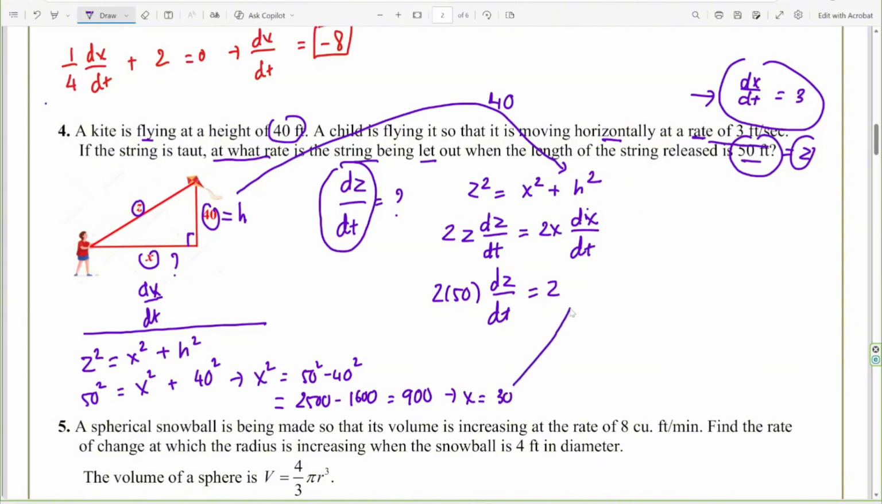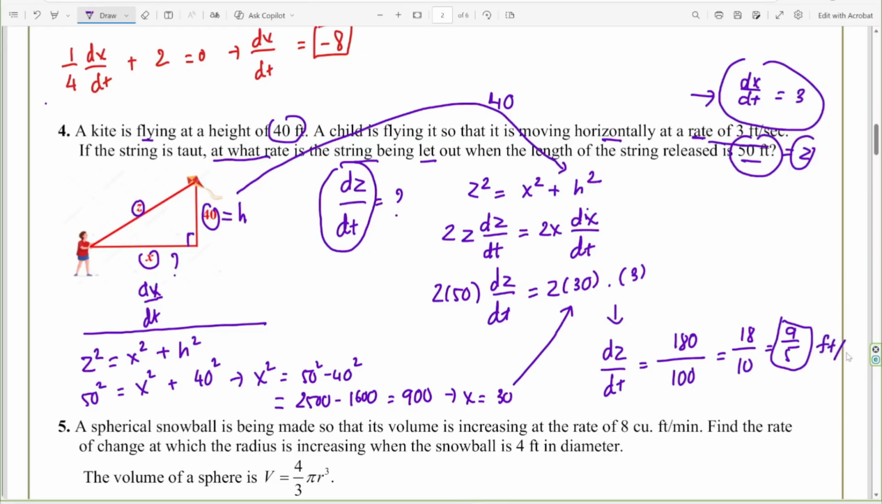Substitute 30 over here, right? So we have 2 times 30 times dx over dt equals 3, right? So times 3 right here. Then dz over dt equals 2 times 3 equals 6 times 30. It's going to be 180, right? Divide by 100, right? So it could be 18 divided by 10, and it's going to be 9/5, right? Now don't forget to include the unit. It's going to be feet per second, right?